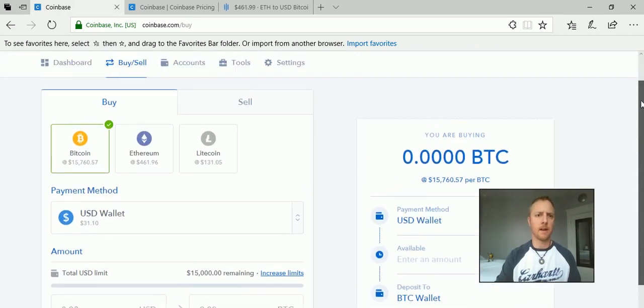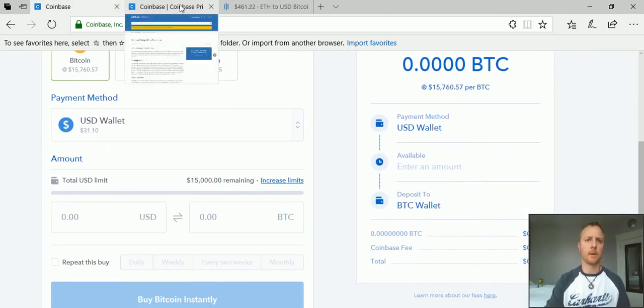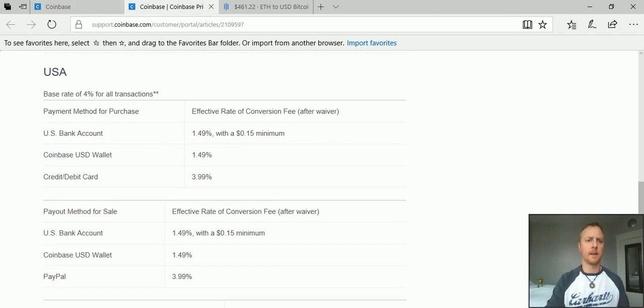Now, I'm here in the buy-sell section of Coinbase. And then down here is learn more about our fees. Alright, I already have it opened up here. And then select what country you're in. I am in USA. So your US bank account that is checking or savings is a 1.49% fee, basically 1.5%. And then your credit debit card is a 3.99% fee. Now I believe that was a 2.5% fee. I had mentioned that in my previous video. It seems to have gone.